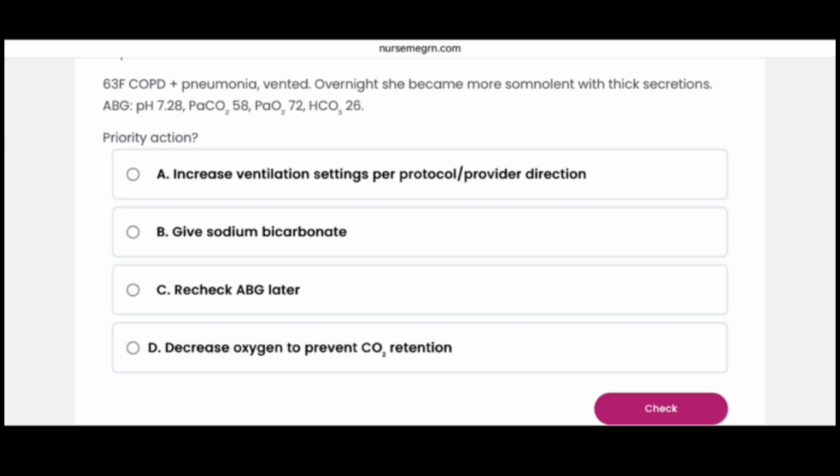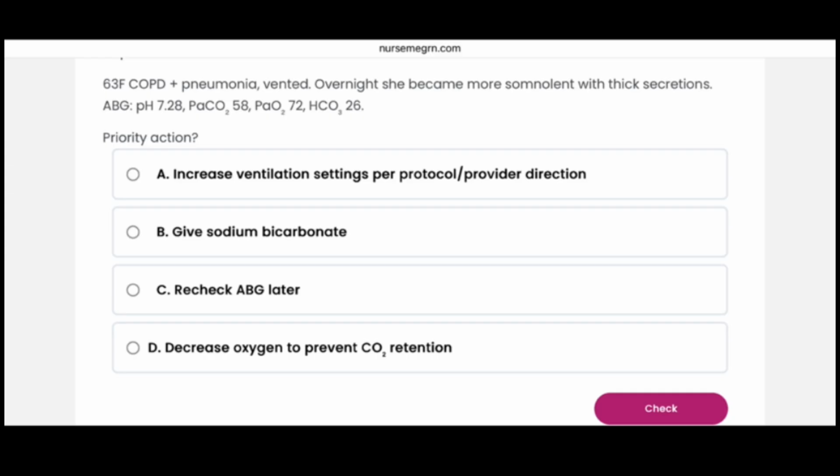Do I need to increase the ventilation settings per protocol and provider direction, which you're always going to have parameters, give sodium bicarb, recheck the ABG, or decrease the oxygen to prevent CO2 retention? Does more oxygen prevent CO2 retention? What's the only thing that increases or decreases CO2? How many times I breathe a minute, right?